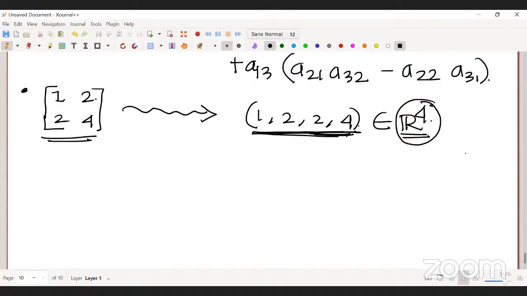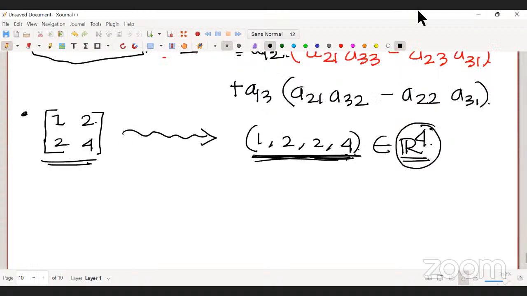It depends on what you want to do with that matrix. If you want to see it as some geometrical object, then you can see it as a tuple and see something inside R4. And if you want to store this matrix for programming, then you can store it as an array. So it's not an issue. It depends on what you want to do with that matrix. Okay, okay.